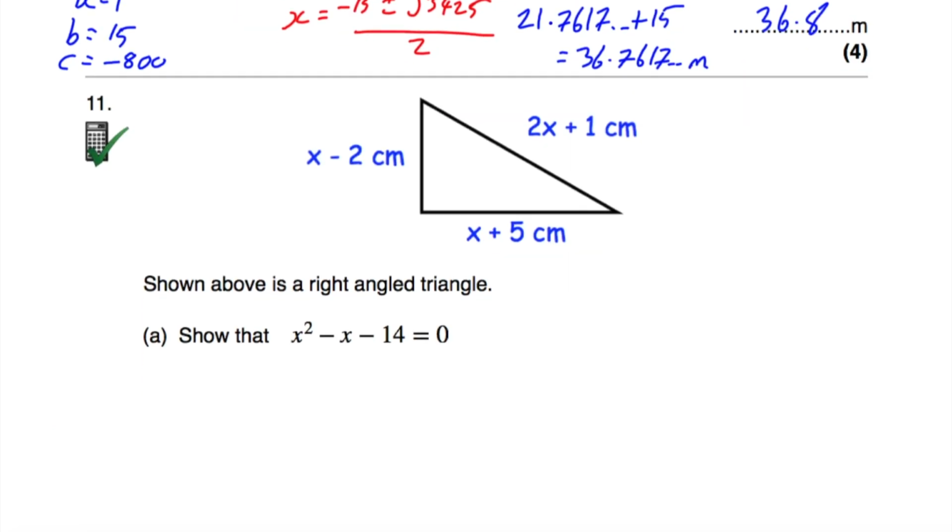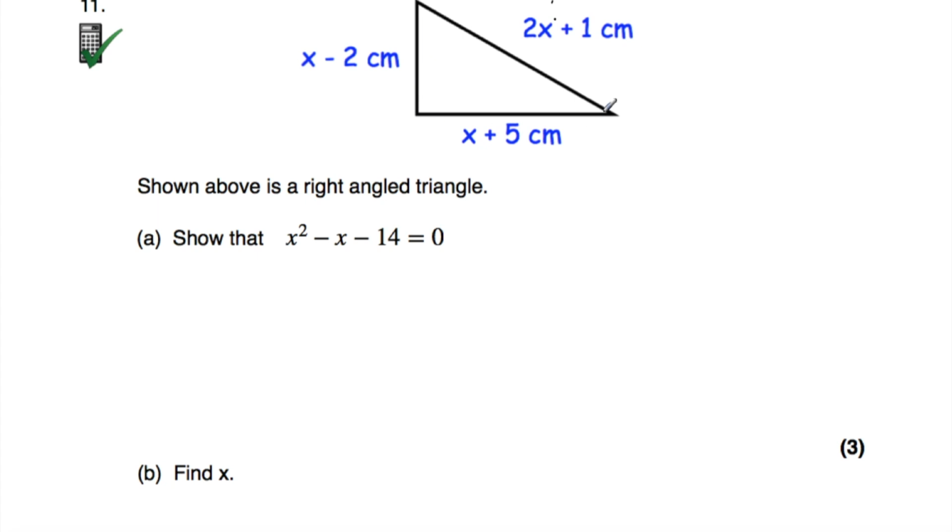Okay, let's have a look at our next question, question number 11. We've been given this triangle, and we've been told, shown above is a right angle triangle. So this is a right angle triangle, and it's got two shorter sides. One of them is x minus 2 centimeters, and the other one is x plus 5 centimeters. And the length of the hypotenuse is 2x plus 1 centimeters. And we've been asked to show that x squared minus x minus 14 is equal to 0.